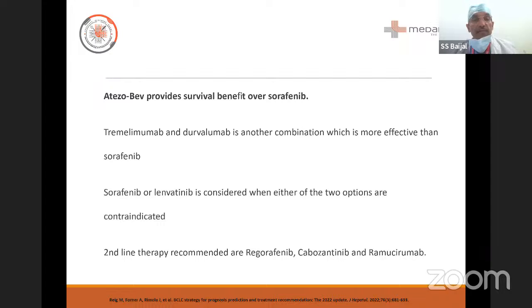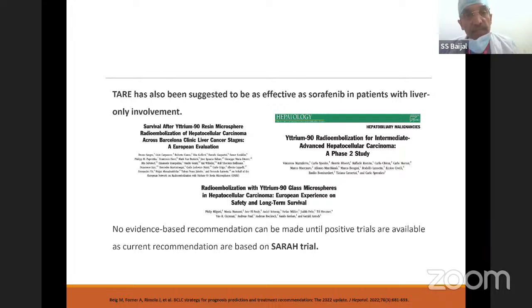Hence, if you look at the BCLC recommendation, there is a fleeting mention of TARE, which is also known as SIRT. It has been suggested that it could be as effective as sorafenib in liver-only disease. The reason is that, until more positive trials are available, the only one they can make recommendations on is the SARAH trial.